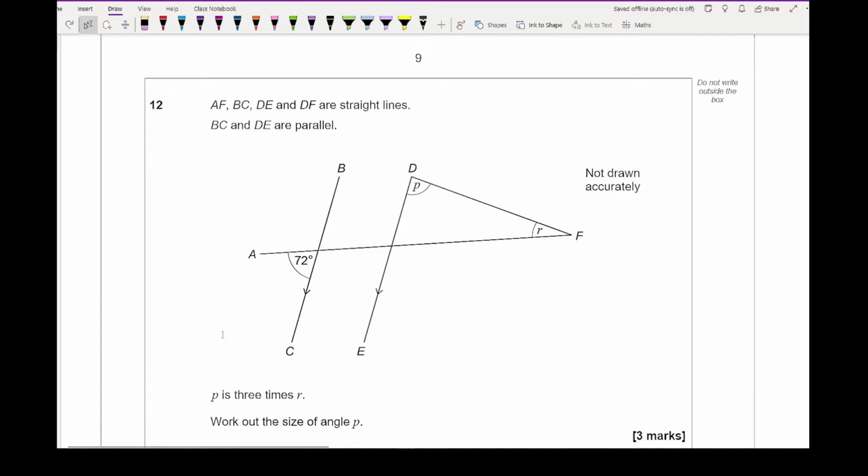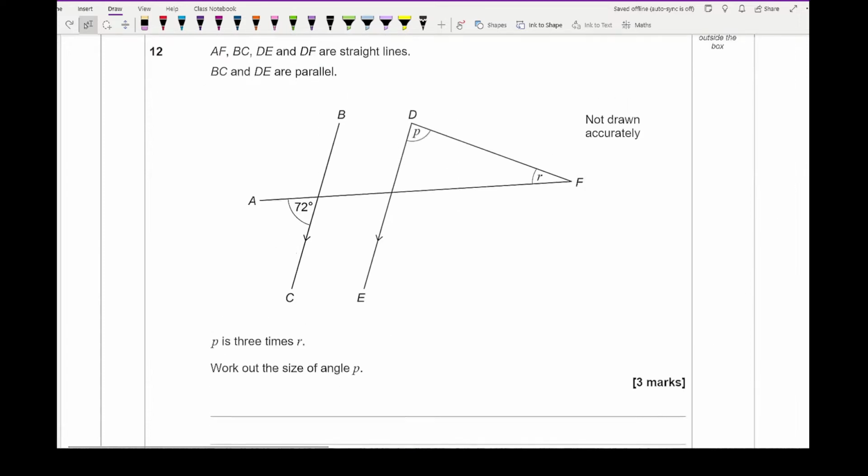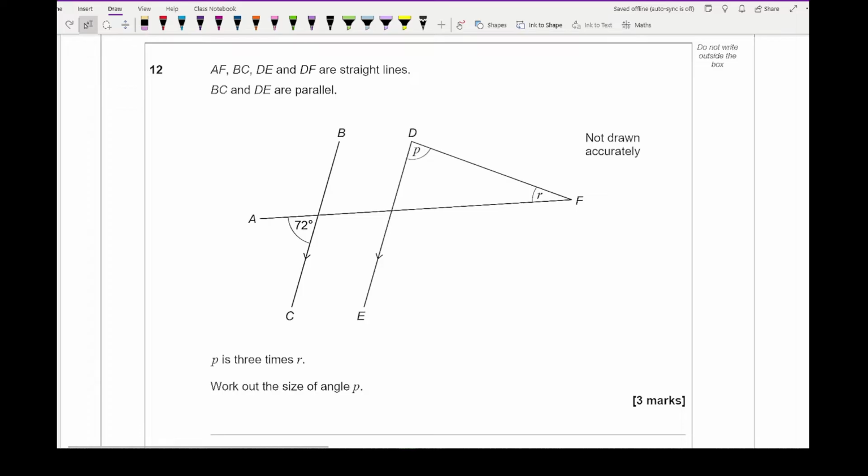Moving on to question 12, it says AF, BC, DE and DF are straight lines. BC and DE are parallel. P is 3 times R. Work out the value of angle P. As we've got parallel lines, we need to remember our rules of parallel lines. So we've got corresponding angles, supplementary angles, and alternate angles, and you want to see if you can match these up with the diagram you've got.